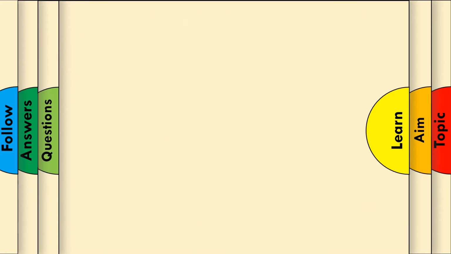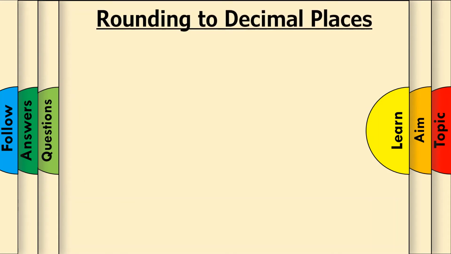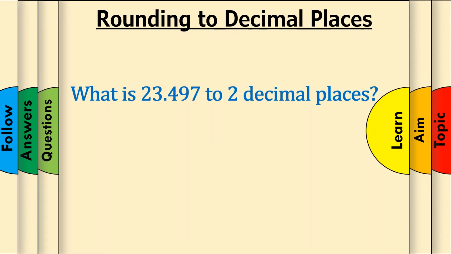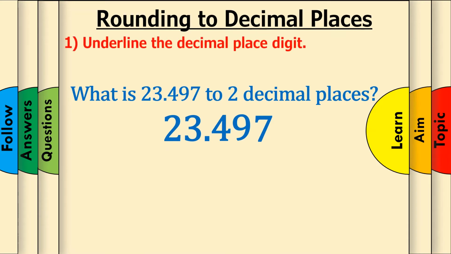Feeling confident? Let's explore another example question using the same method. What is 23.497 to 2 decimal places? Step 1. Underline the decimal place digit. Here, we want to round to 2 decimal places, so the second number after the decimal place is our decimal place digit. The second number after the decimal place is 9, so underline it.